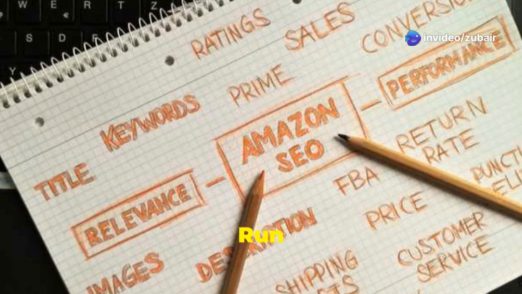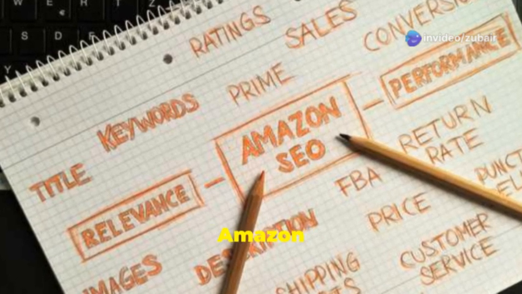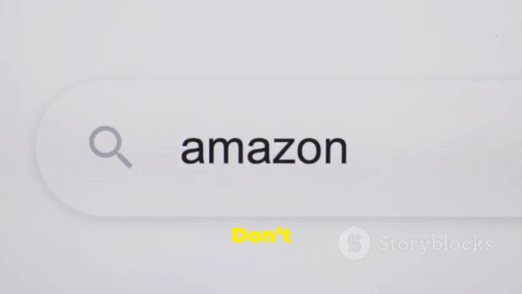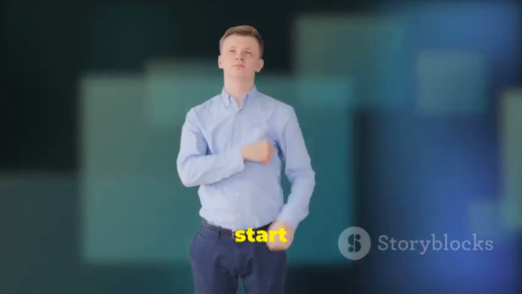Pro tip: run an auto campaign to see which keywords Amazon associates with your product, then refine your manual campaigns accordingly. Don't let invisible ads kill your sales. Fix these issues today and start winning on Amazon.